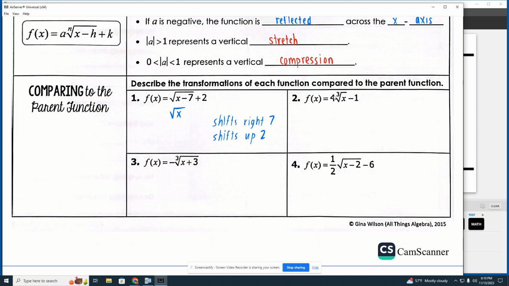Okay, this one. The parent function here is clearly the cube root of x. So what all's going on? Well, it's being multiplied by 4. Well, 4, guys, is way greater than 1. So 4 is going to represent a horizontal stretch. Whoa, what did I say? Not horizontal stretch, a vertical stretch.